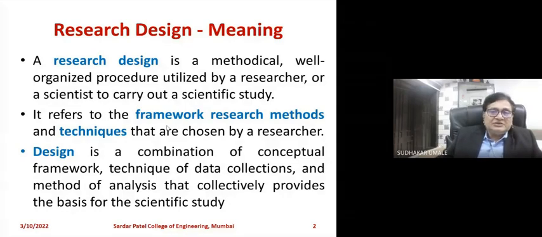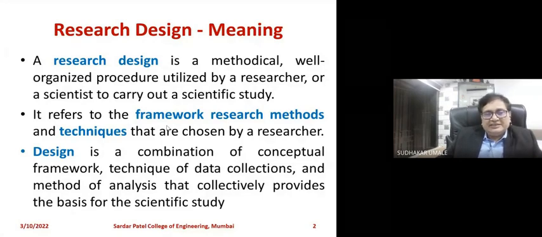And hence, what is the exact meaning of research design? Research design is a methodological, well-organized procedure utilized by researchers or scientists to carry out scientific study. So this is the exact meaning of it. It refers to the framework, research methods and techniques that are chosen by the researcher. So these are very important. What is meant by framework research methods, and what are the techniques that are used in your research, and how these techniques are selected by the researchers.